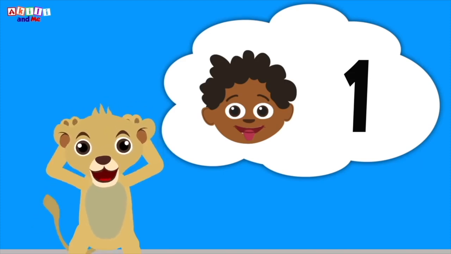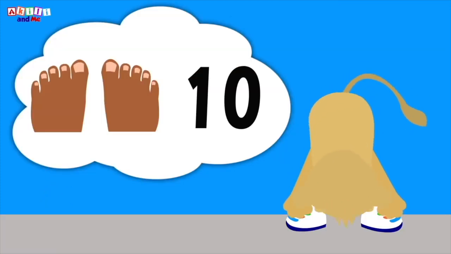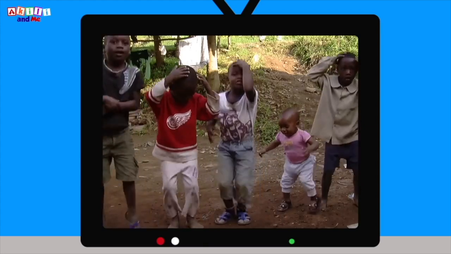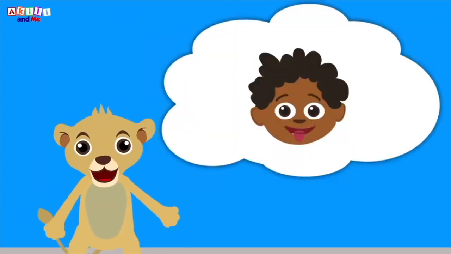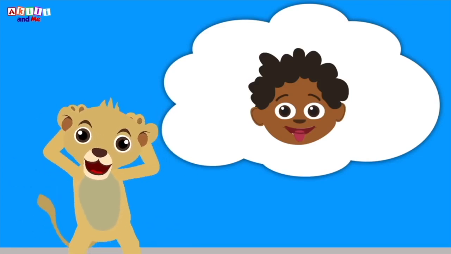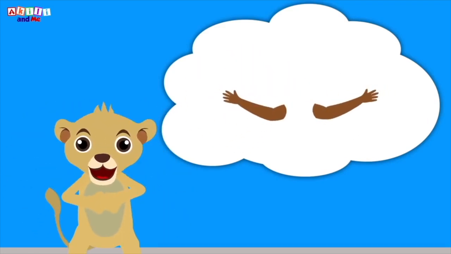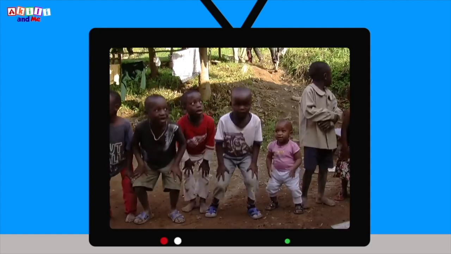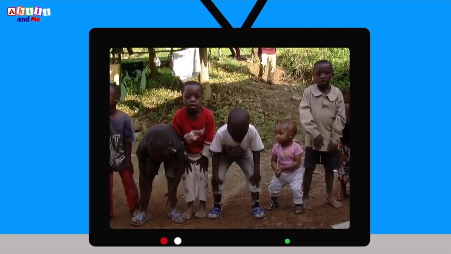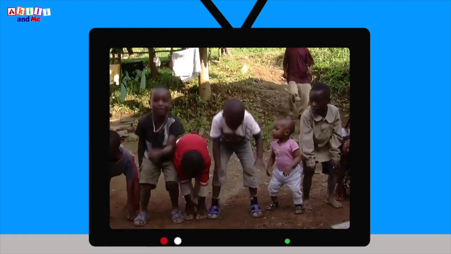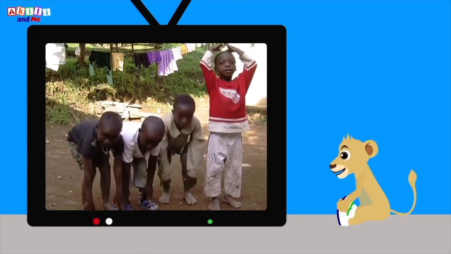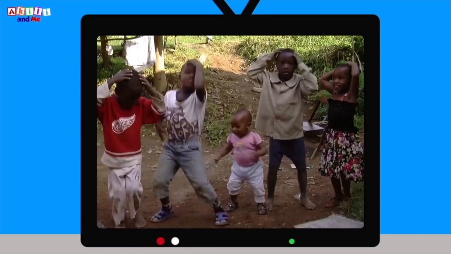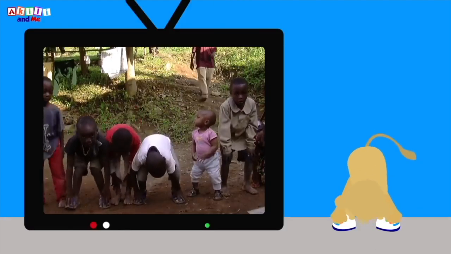Touch your head, touch your head, touch your toes, touch your toes. Touch your head, touch your toes. When I say touch your head, touch your head. One. When I say touch your arms, touch your arms. Two. When I say touch your legs, touch your legs. Two. When I say touch your toes, touch your toes. Touch your head, touch your head, touch your toes, touch your toes.